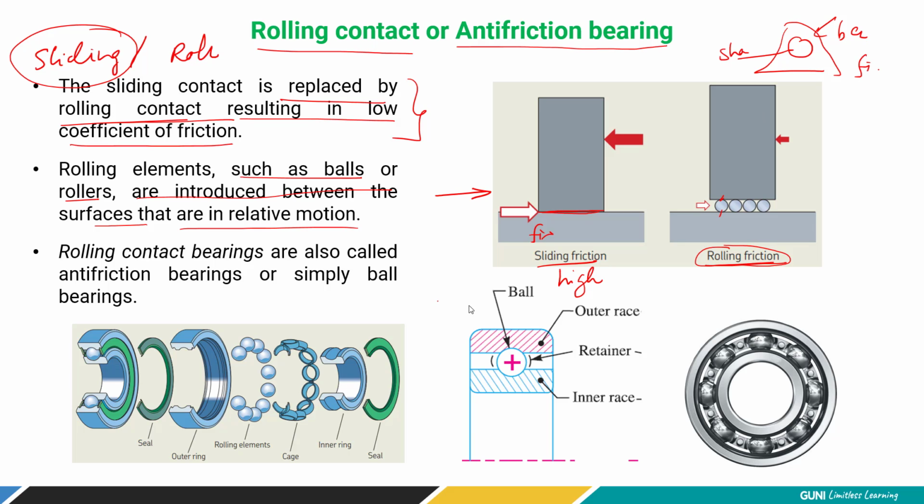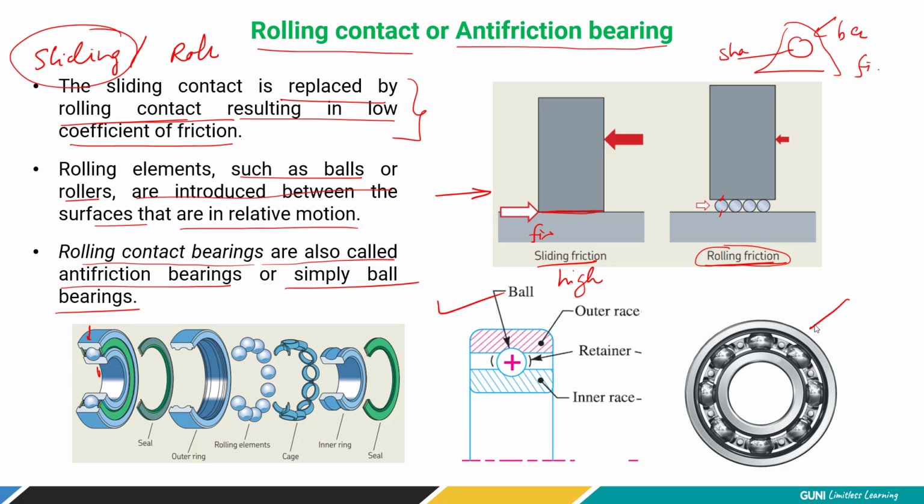But in case of a rolling contact bearing, the rolling element is fixed between the inner ring and the outer ring, right? So they roll over. Now, rolling contact bearings are also called anti-friction bearings. This is the second name, or simply ball bearings. Many times students or other people simply refer to them as ball bearings rather than calling them rolling contact bearings, right?